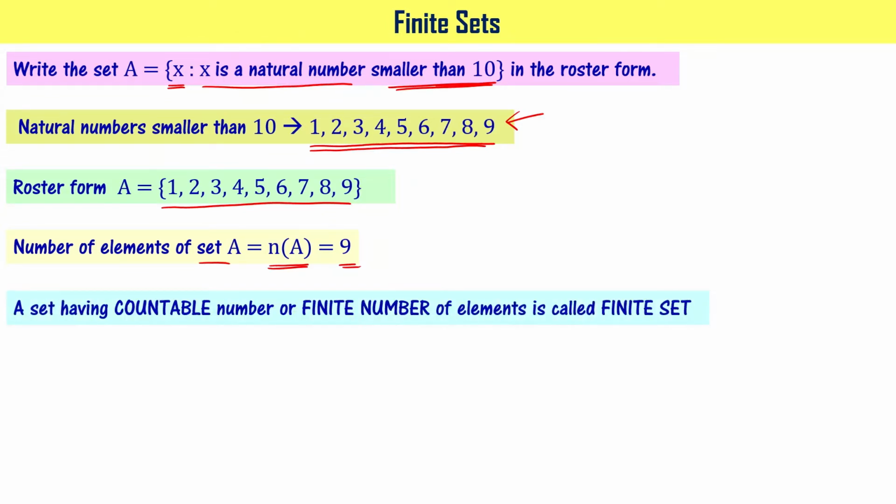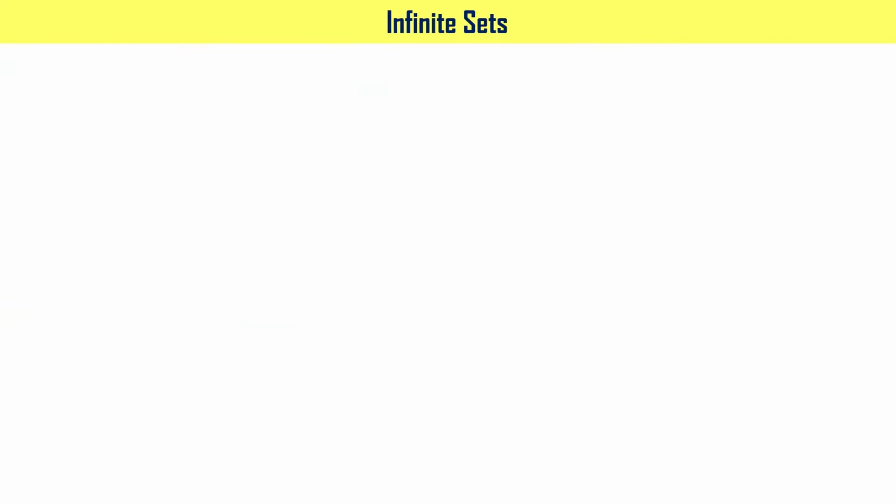A set having a countable or finite number of elements is called a finite set. Okay, 9 elements is a countable number, right? 10 elements is a countable number. 20 elements is a countable number. 10,000 elements is a countable number. But if you have infinitely many, then you cannot count, right? Other than that, whatever you have, a finite or countable number of elements in a set, then that set is called a finite set. It means set A is a finite set. Understood? Now let's look at infinite set.